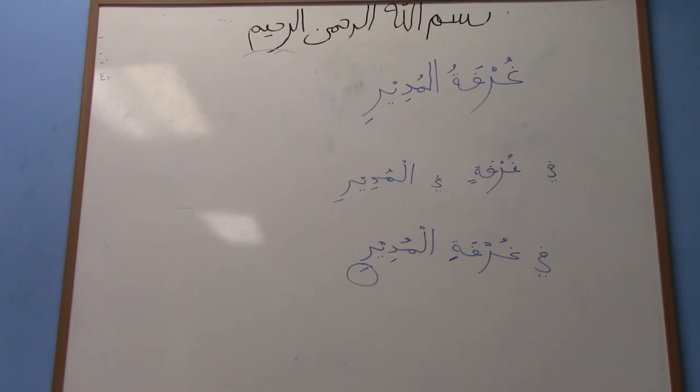Good. Ibnu. ما معنى ibnun? Son. Good. But Ibnu Ammar means? Ammar, son, or son of Ammar. Good. So, son of Ammar, Talibun. ما معنى Talibun? Talibun, a student. Good. So Ibn Ammar Talibun means the son of Ammar is a student.